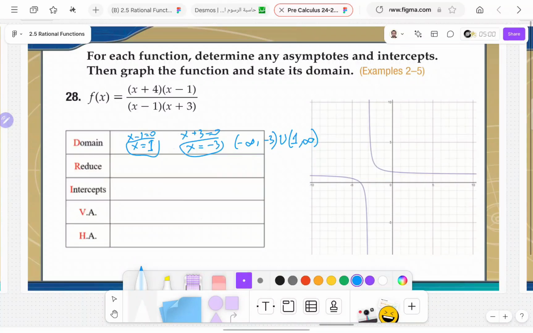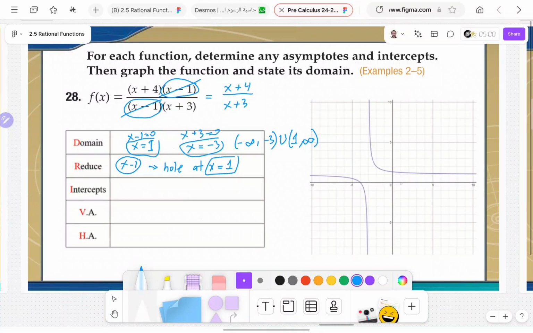Now how about reducing? As you can see, I have here x minus 1 and I have here x minus 1. So can I cancel x minus 1 with x minus 1? Yes, I can cancel them. So the function will become x plus 4 over x plus 1. And because I cancelled the term x minus 1, which is reducing, I have a hole at x equal 1.